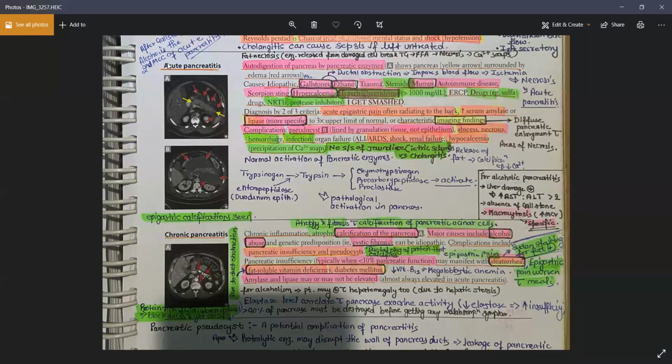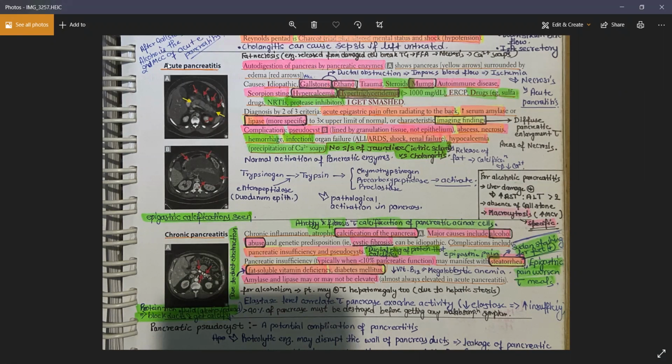Let's discuss the cause of this acute pancreatitis. It is because of the auto-digestion of the pancreas by the pancreatic enzymes. In the pancreas, you have proteases and lipases. Whenever the lipases or proteases start digesting the pancreatic parenchyma, you will have inflammation of the pancreas, and that can cause acute pancreatitis.